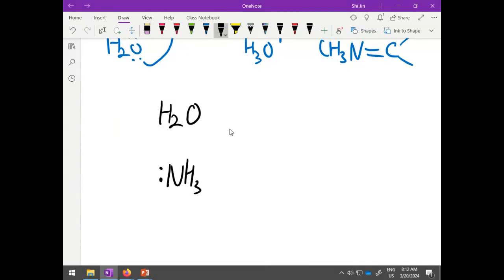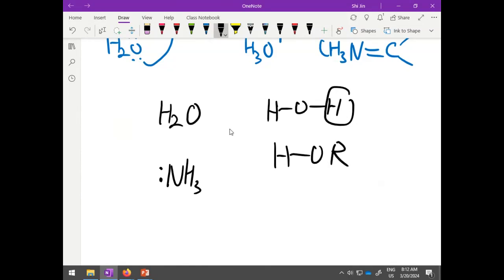Because what is alcohol? You can use an alkyl group to replace hydrogen in water, right? So this is the water, right? You replace this hydrogen with an alkyl group, you have alcohol, right? So we can use water to approximate alcohol and use ammonia to approximate amine.